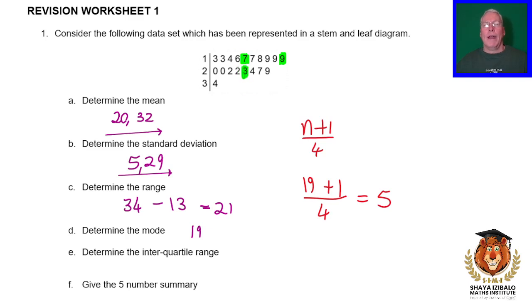All right. And so our interquartile range is going to be 23 minus 17. 23 minus 17. And 23 minus 17 is 6.